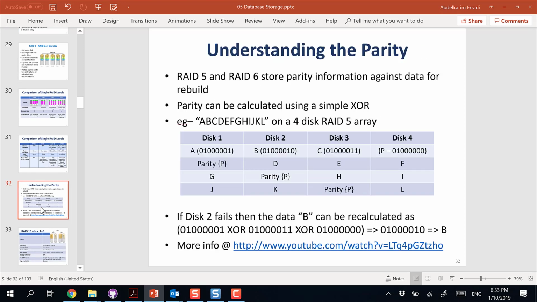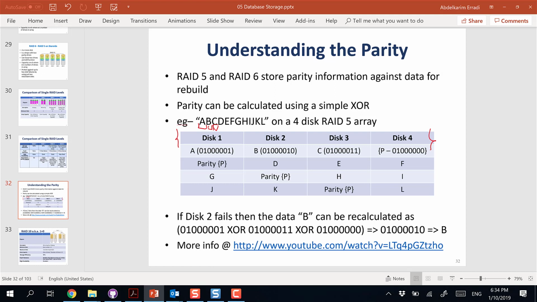So imagine each letter here is a block. And imagine you have an array of 4 disks. The way you do it, you will do striping. You will stripe the blocks. Striping means in a round robin fashion, you distribute the blocks across the disks.